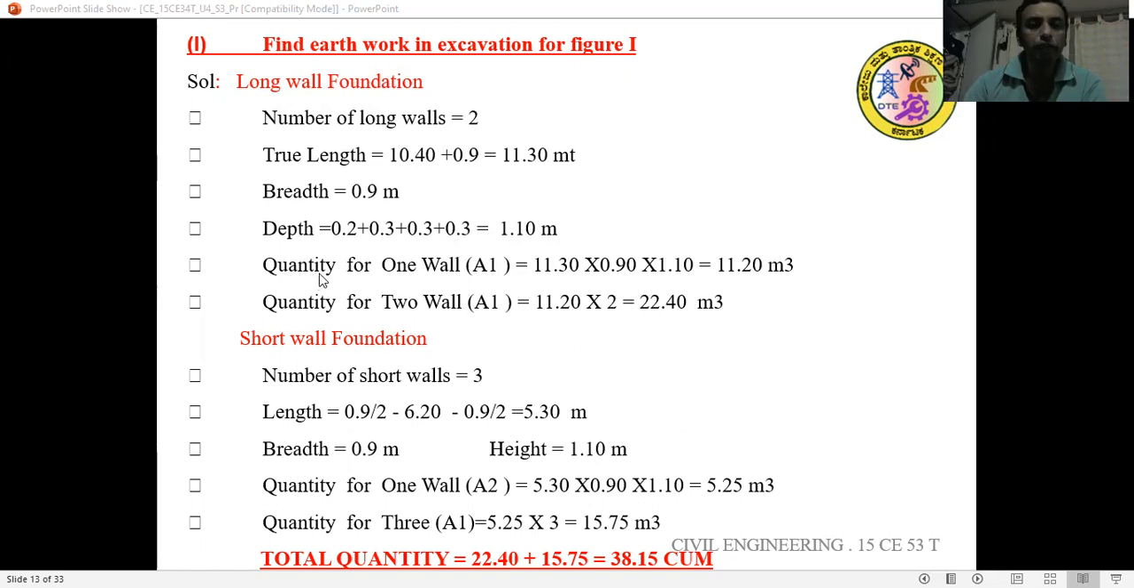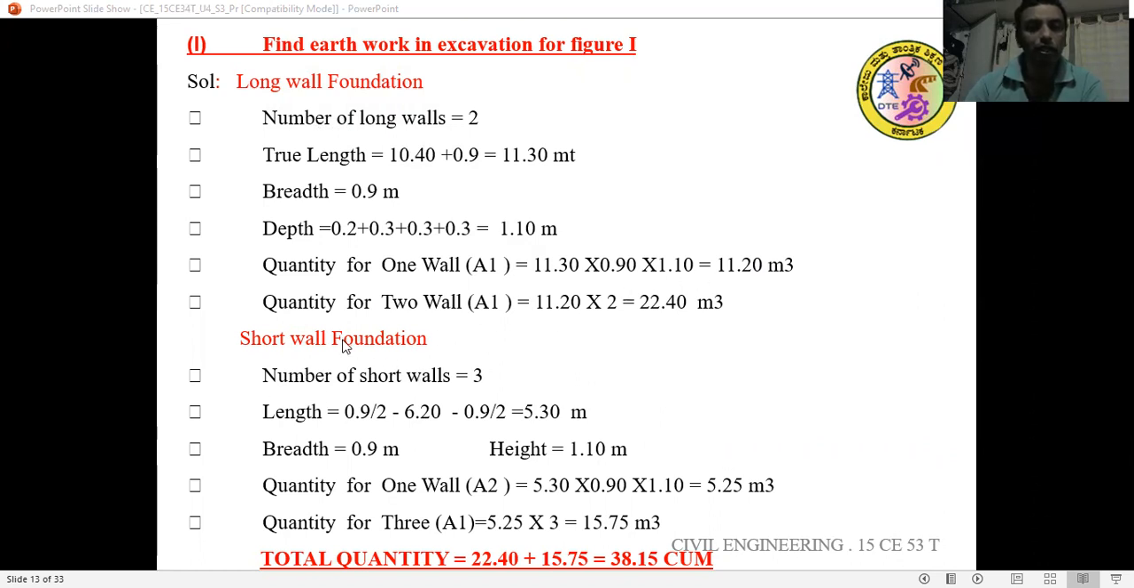Then first you have to find out the quantity of one wall by using the formula. 11.30 is already there. That is the true length of the long wall into breadth of the long wall into depth of the long wall. Finally, you get the quantity as 11.20 cubic meter. This quantity is calculated for one wall. For number of long wall equal to 2, the total quantity is one wall multiplied by 2, and you will get the quantity for both long walls.